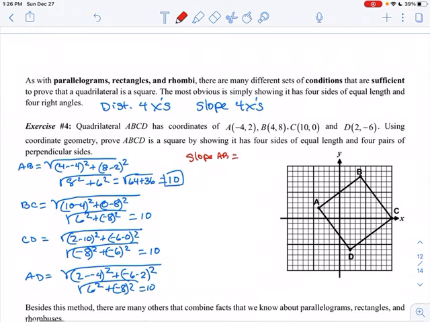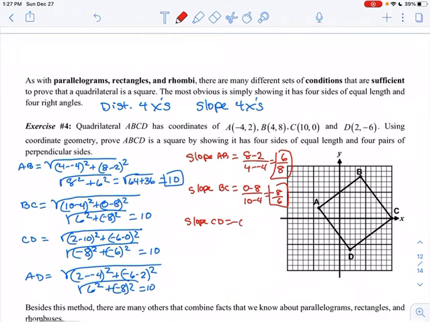So I have to find the slope of AB. I subtract the y's, that goes on top, and I subtract the x's, that goes on the bottom, so 6/8. I can reduce that, though I don't necessarily need to. The slope of BC, subtract the y's on top, subtract the x's on the bottom, is -8/6. So you can see right now that they are negative reciprocals, so that is a right angle. And the slope of CD is -6/8, which again is 6/8 or 3/4. And the slope of AD.